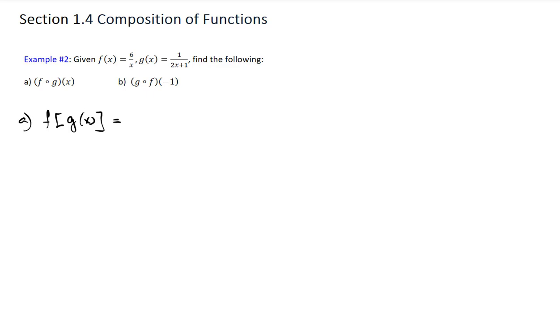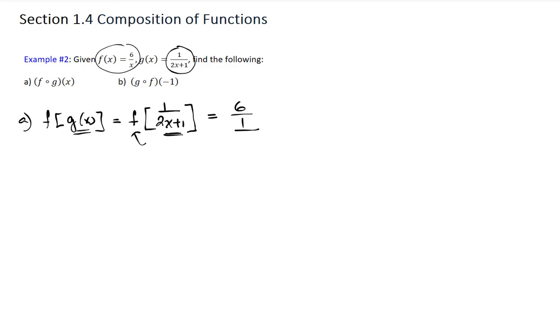And so we'll start with the inside function, which is the g function. So replacing that with 1 over 2x plus 1. And now we're going to evaluate the outer function at this expression. So given the function f of x, that is defined as 6 over its argument. So 6 over the argument is replaced with the ratio of 1 and 2x plus 1.